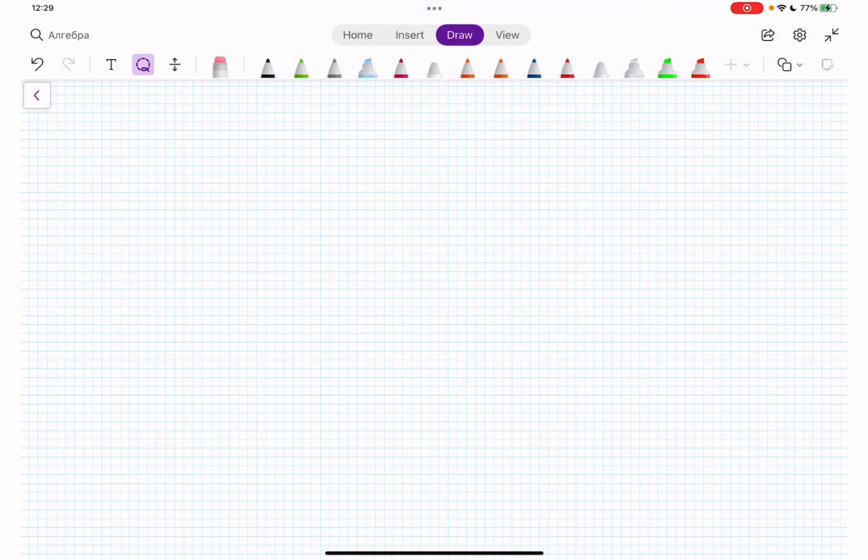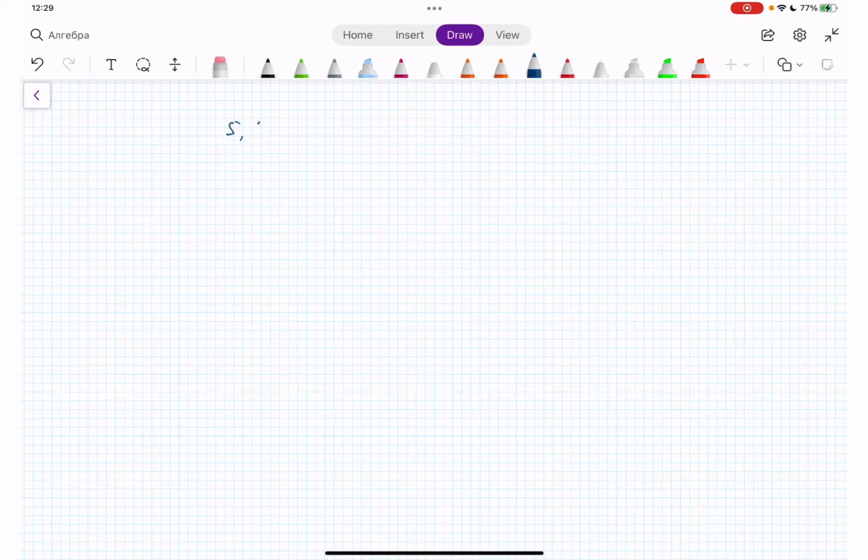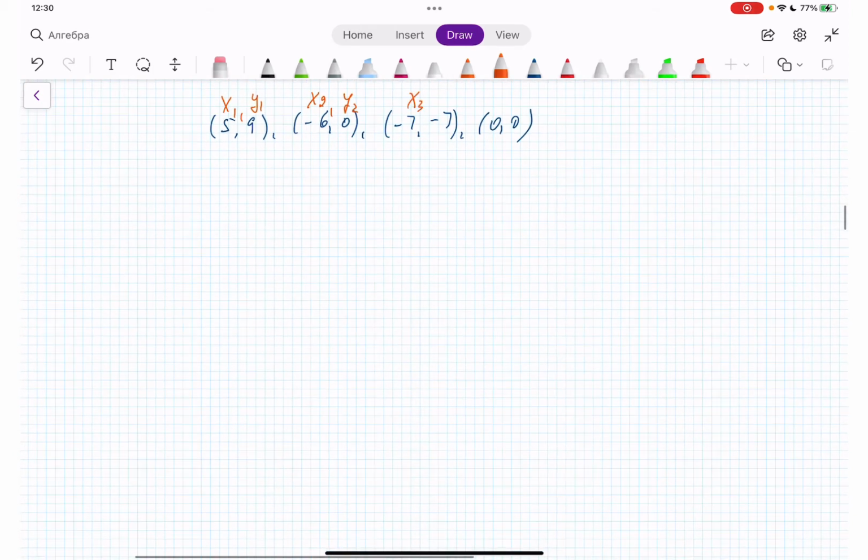So let's assume we have coordinates, 5 and 9. Let's say -6 and 0, -7, -7, and 0 and 0. So first the number in this coordinate represented by x, second one by y. The x, y, x, y, and so on.